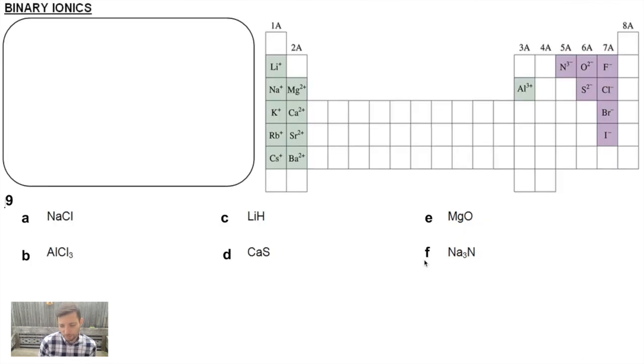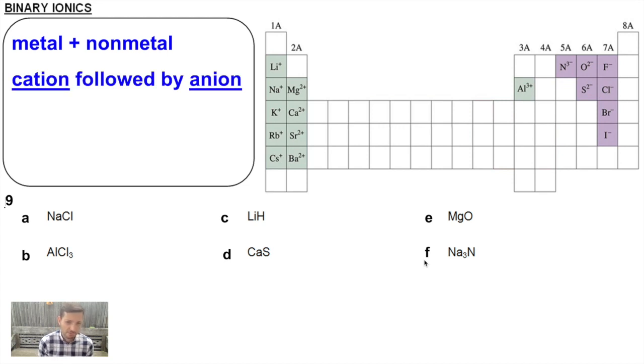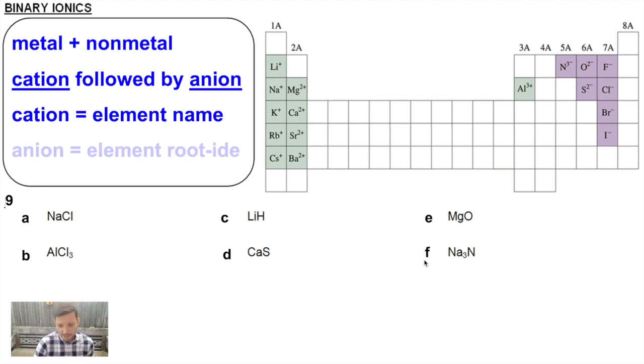Let's put that into our rules, and here's the first part of your notes for today. Naming a binary ionic compound, well, that is a metal and a nonmetal. The name comes from the cation first, followed by the anion second, which usually means metal followed by nonmetal. How do you name the cation? It's just the element name. Sodium cation is sodium in the compound, etc. The anion, however, is the root of the element followed by the suffix "ide." What we just saw: fluoride, chloride, bromide, iodide, phosphide, nitride, etc. And you put them together.